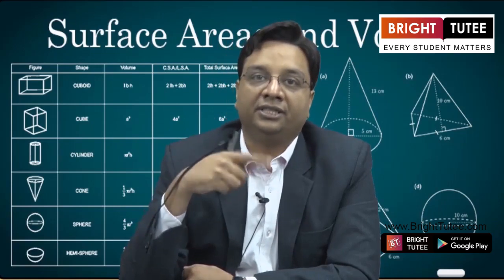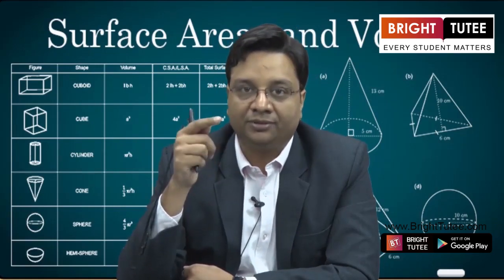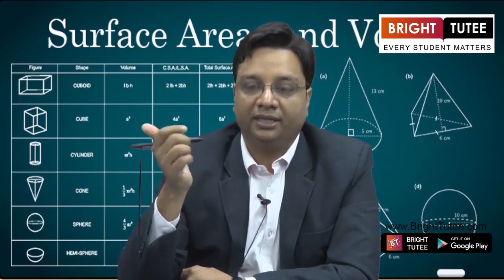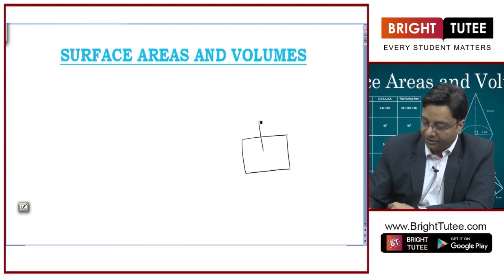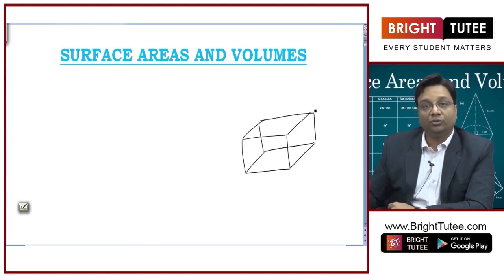But today we will learn about calculating the surface areas of solid shapes. For example, a box, right? Let us say a box is cuboidal in shape, okay, and this is the shape that I am talking about here, right? This is a cuboidal box.